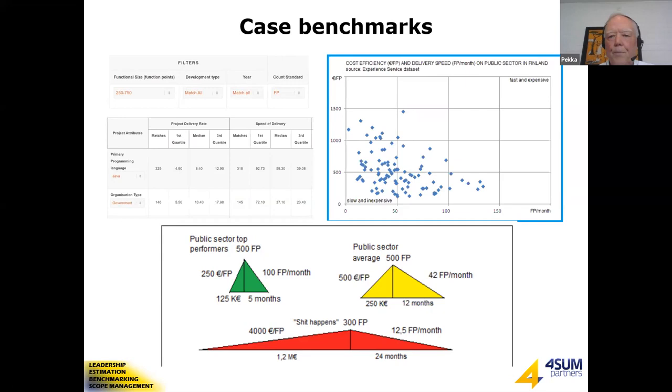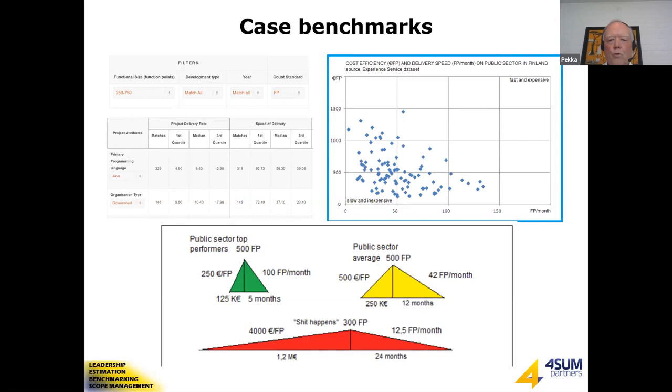And then on the bottom, we have these triangles. The idea of a triangle is that the height of the triangle is function points. On the right side, there is the duration of the development work. And on the bottom left, the cost of development. Here we can see that the public sector top performance in Finland is developing 500 function points in 5 months. And the cost is 125,000 euros. So that means 100 function points per month and 250 euros per function point.